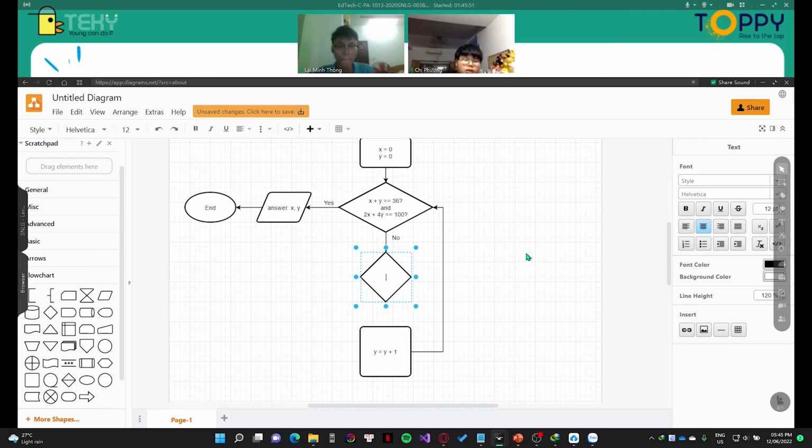Add more. We need to check what value we need to add. Okay, x or y. How can we know that? We need to check. What do we need to check? What value do we need to check?